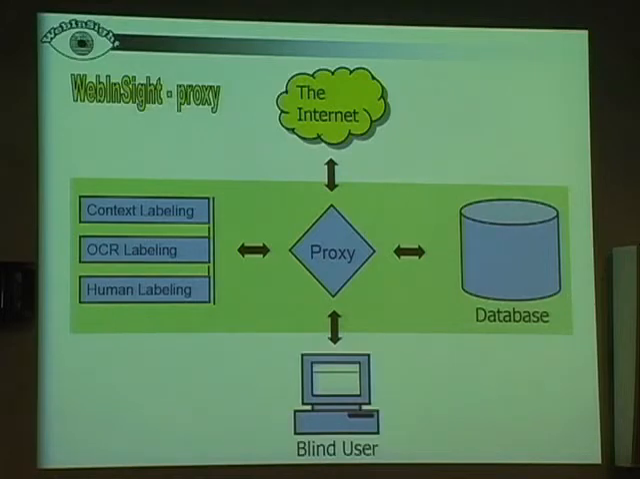So that's one organization. There's a big box around the context labeling, the OCR labeling, and the human labeling. They might be in separate places, but they would all be controlled by the same organization, and the database by another organization. You could imagine Google owning that whole piece in the middle, for example, and you could call that thing Google Image Proxy or something like that. So that's one possible thing.